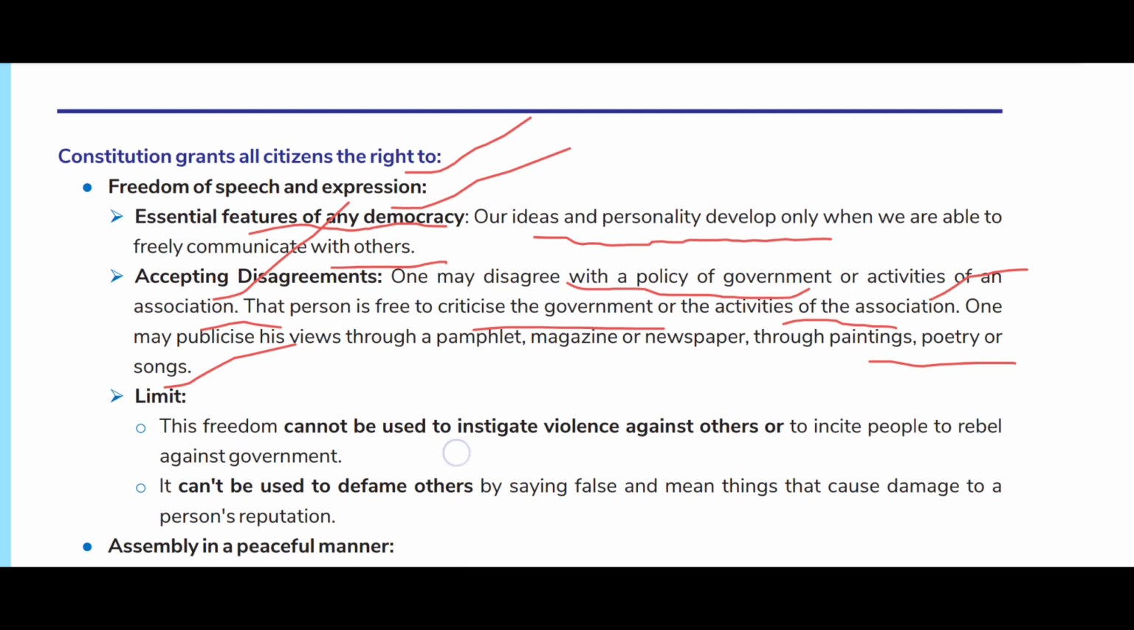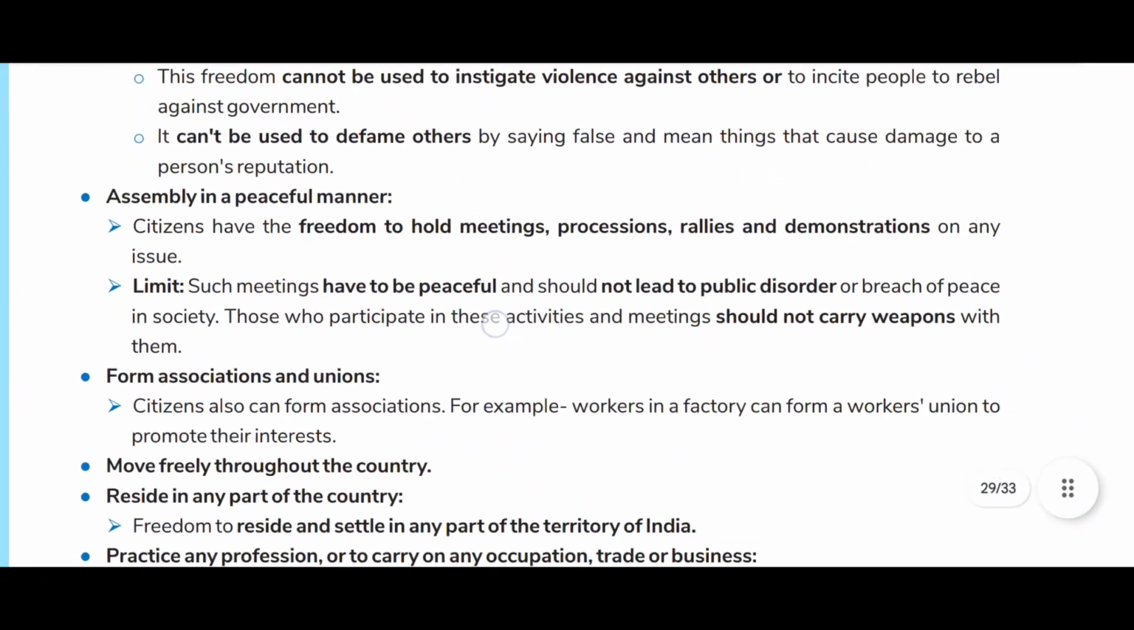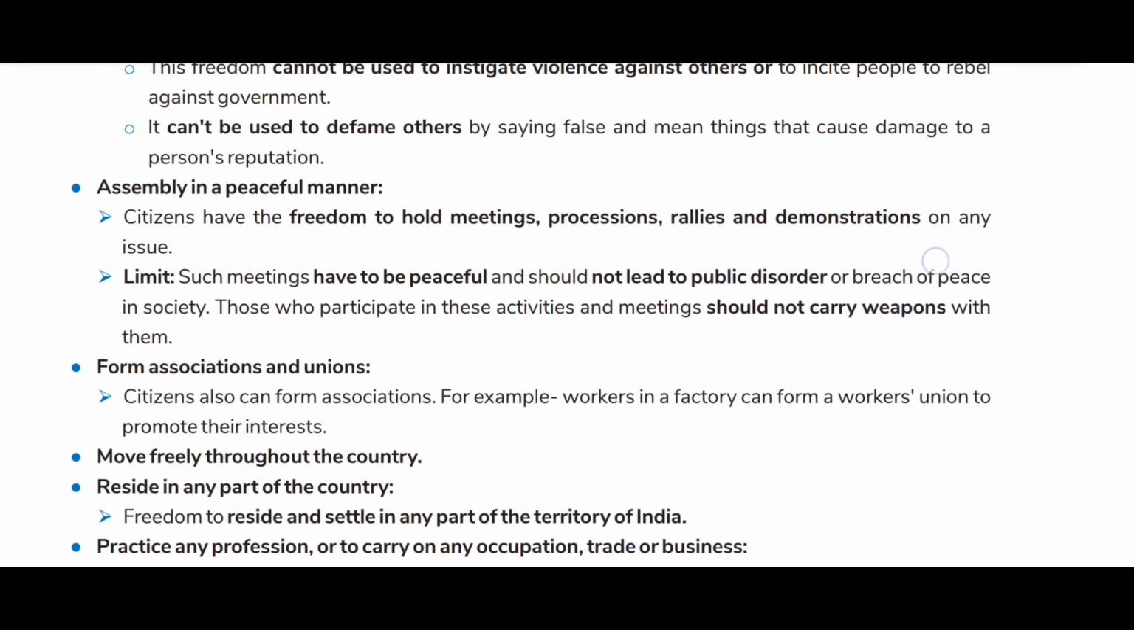Limit. This freedom cannot be used to instigate violence against others or incite people to rebel against the government. It cannot be used to defame others by saying false and mean things that cause damage to a person's reputation.